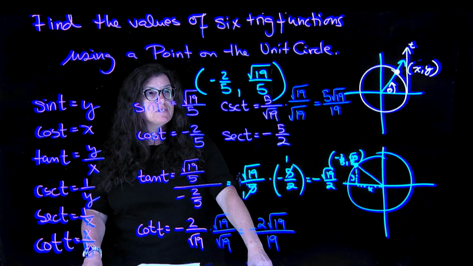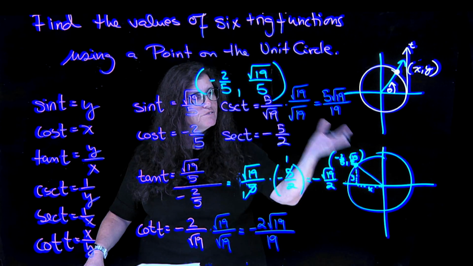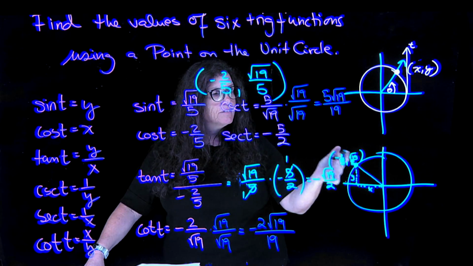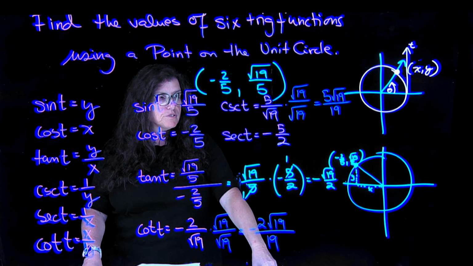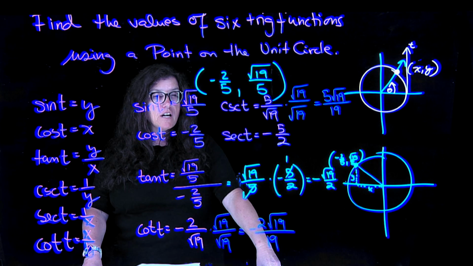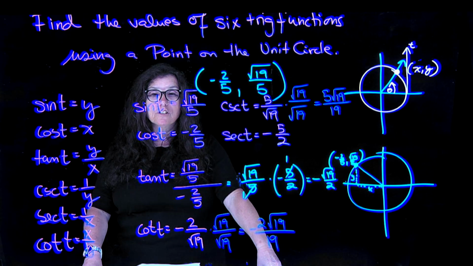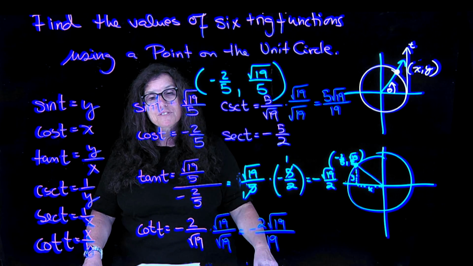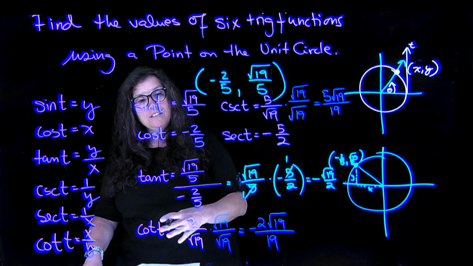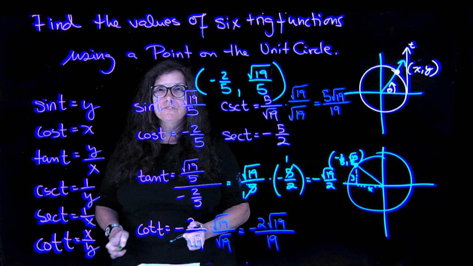Here are your 6 trigonometric functions where we used the unit circle and we had a point on the unit circle. The next video I'm going to show you is how to find the values of the 6 trigonometric functions, but now we're using a triangle. So you can go both ways. You can use a unit circle or you can use a triangle.